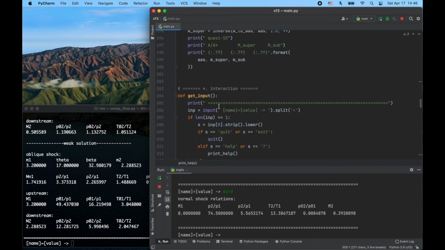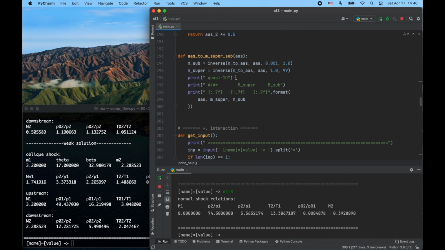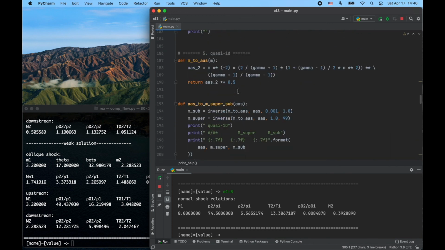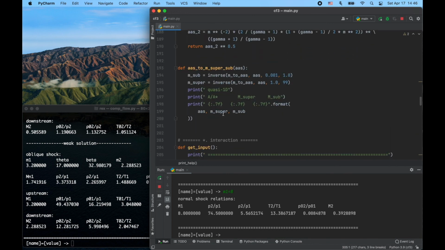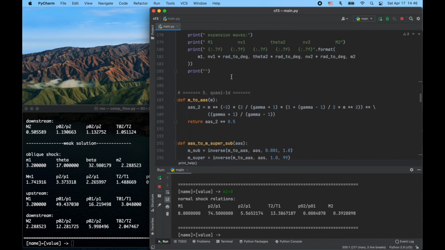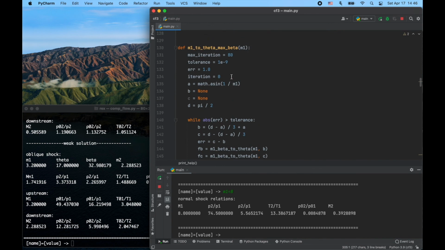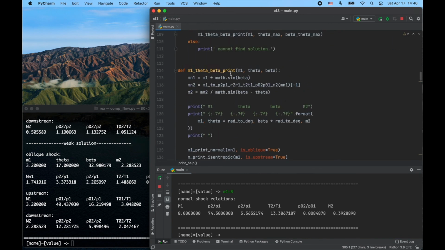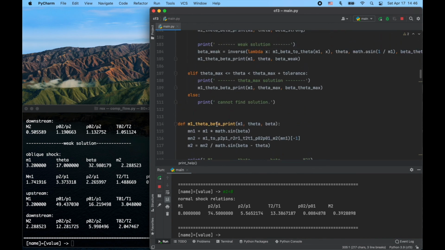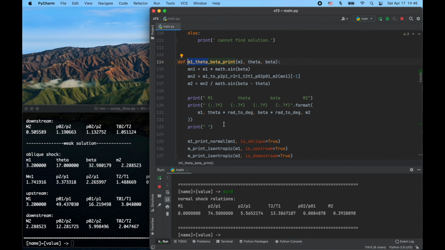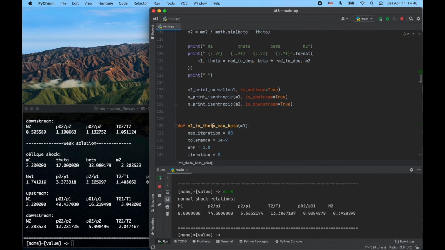For all of this, finding beta from Mach number 1 and theta can be the most challenging one, because we will first find theta max and the corresponding beta value, and then use the bisection method to find beta. This one can be slightly challenging, but the rest of them are really straightforward.